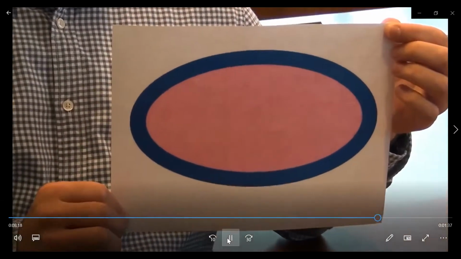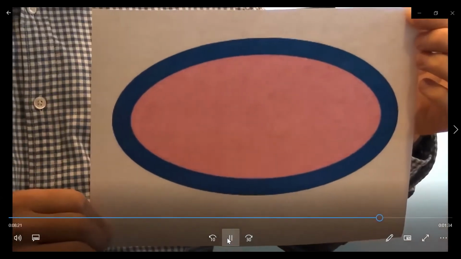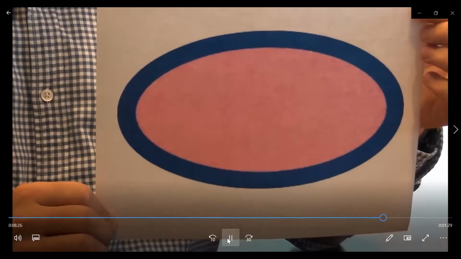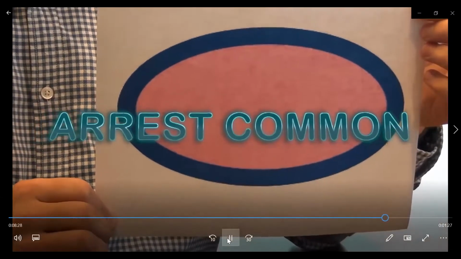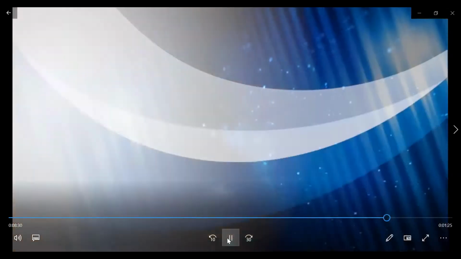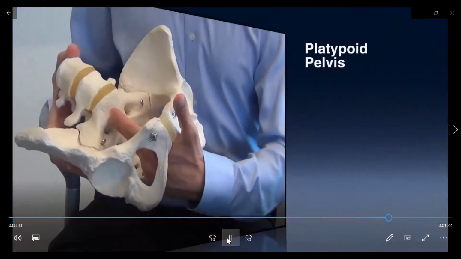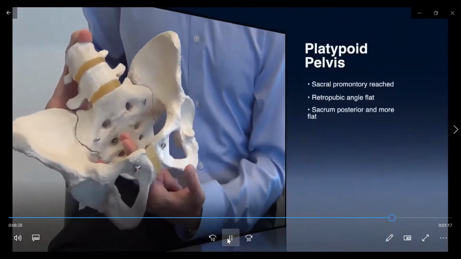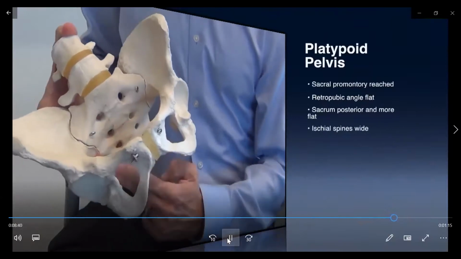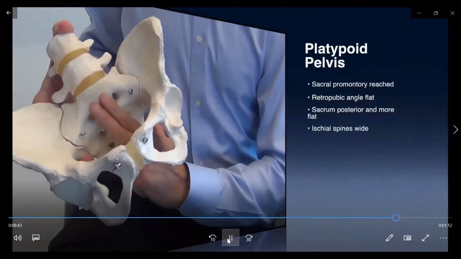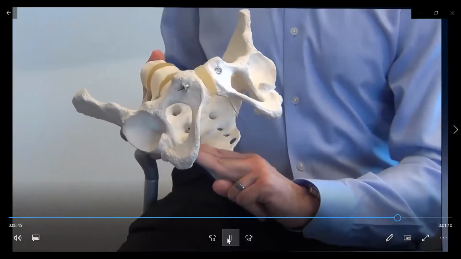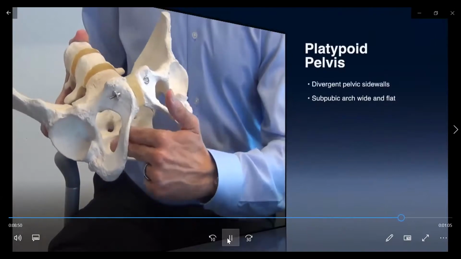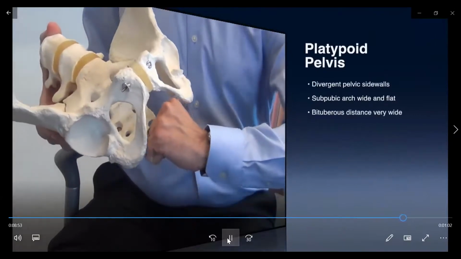The fetal head often has to engage the pelvic inlet with the transverse diameter. Rotation of the fetal head is not going to occur until the head is on the perineum. On clinical pelvimetry, the sacral promontory of the platypelloid pelvis is reached, and the retropubic angle is wide. The sacrum is posterior and more flat. The spines are wide, and the pelvic sidewall is divergent. The subpubic arch is wide and flat, and the bituberous distance is very wide.